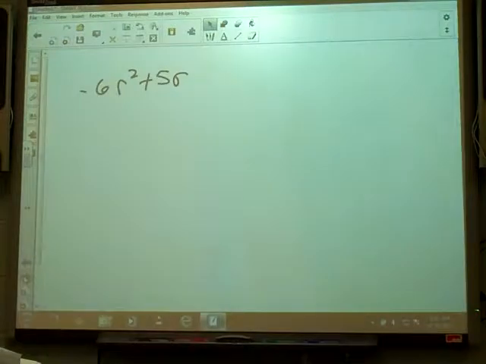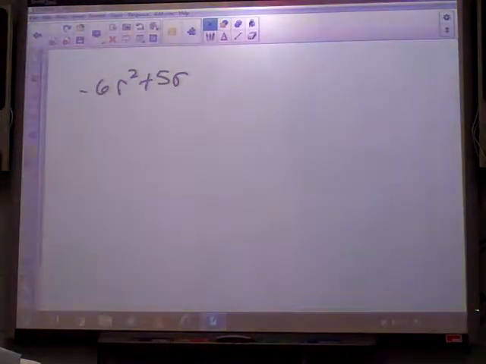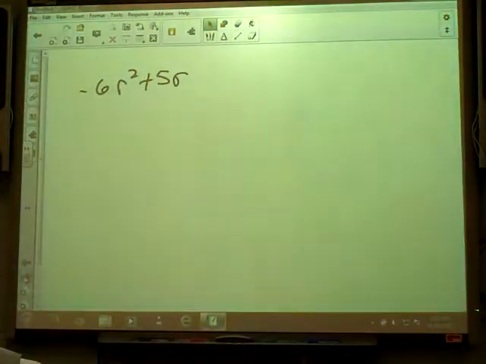Okay, factor that 2 different ways. Now, if that completely blew your mind, you have no idea how there's 2 ways, just get one answer to start with, factor it, and then think about it and see if you can figure out another way to factor it.